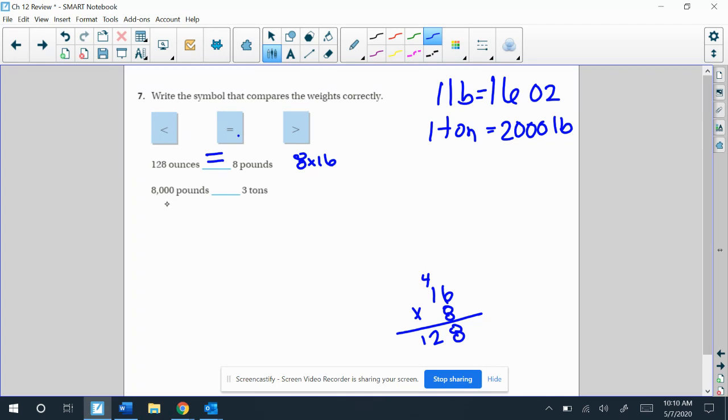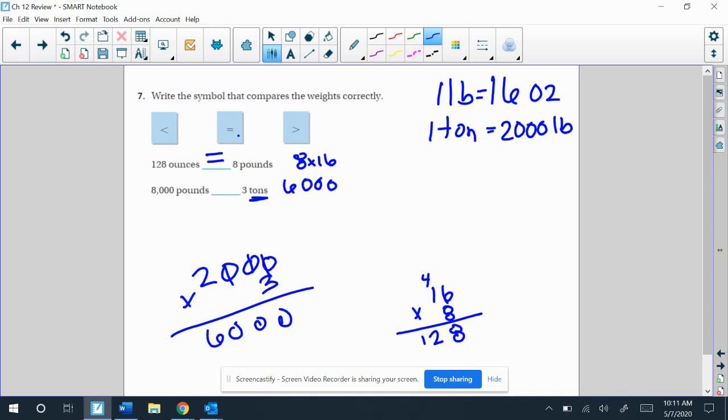Now, let's take a look at this next one. Pounds, tons, pounds, tons. They are not the same. We're going to change the larger unit of tons into a smaller unit. So I'm going to use over here tons, pounds, I'm going to use 2,000. Multiply it by 3. 3 times 2 is 6. 6,000. They are not equal. Which one is larger? Okay, I'm going to point to the smaller one, just like that.